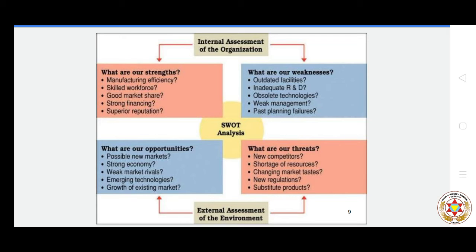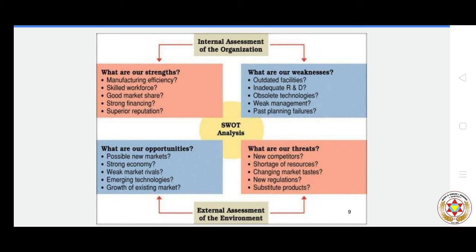So the internal assessment of the organization is the strengths and the weaknesses. The strengths could be manufacturing efficiency, a skilled workforce, a good market share, strong financing, or the supervisor's reputation. The weaknesses could be outdated facilities, inadequate research and development, obsolete technology, weak management, or past planning failures.